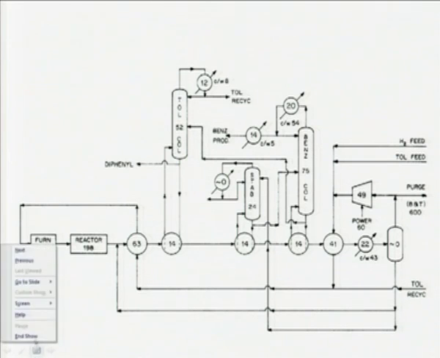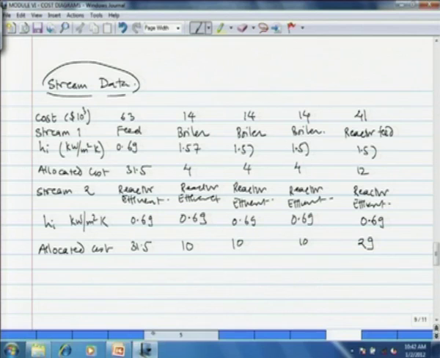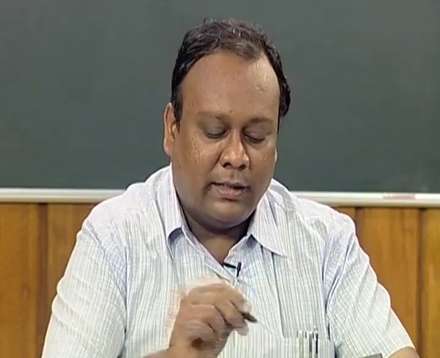Based on this, now we have to allocate the cost that we did in the previous lecture. We wrote the annualized capital cost of all these 5 exchangers: 63, 14, 14, 14, 41. These are $1,000. And then we wrote the streams that are treated in that particular exchanger. Like heat exchanger 1, the stream 1 is the feed, but remember it is recycled toluene feed, and the second stream is reactor effluent. The two coefficients were 0.69 kilowatt per meter square per Kelvin, and therefore the total annualized cost of $63,000 is distributed equally.